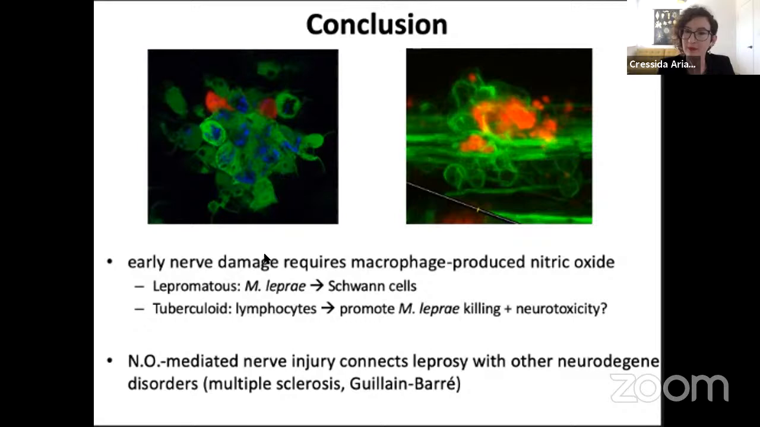And now that the M. leprae are in the endoneurium, they're in a place where they can be taken up by Schwann cells. And so potentially that's one way to connect this mechanism to the established mechanism of M. leprae infection of Schwann cells leading to demyelination.